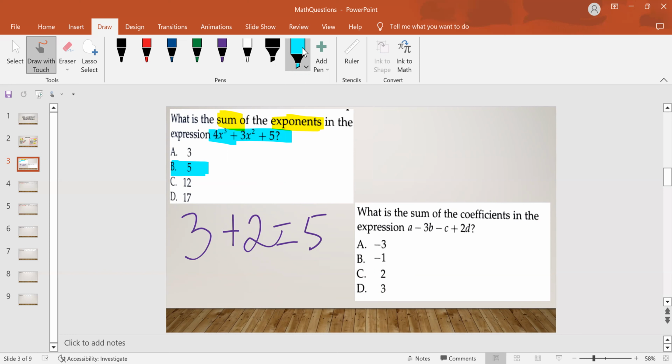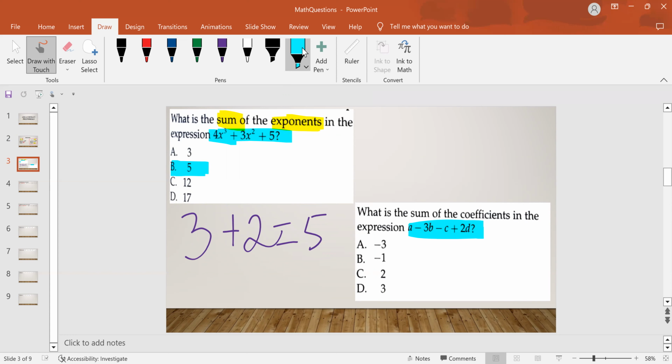Let's see this question here. What is the sum of the coefficients? This time they ask for the coefficients in the expression. This is the expression here, and we have many variables. We have A as a variable, we have B as a variable, we have C, we have D.